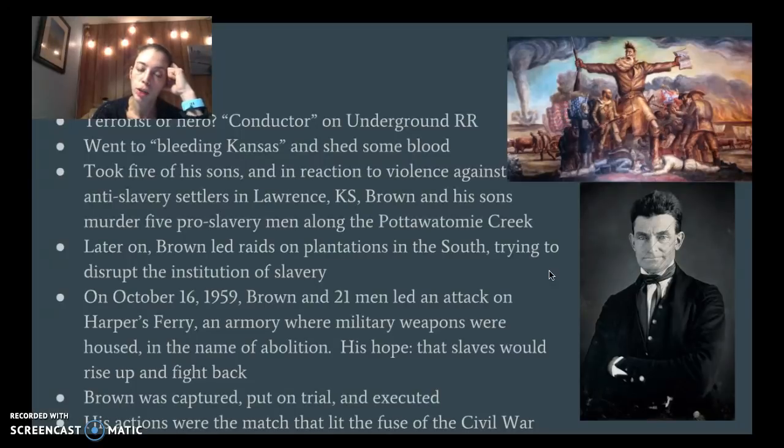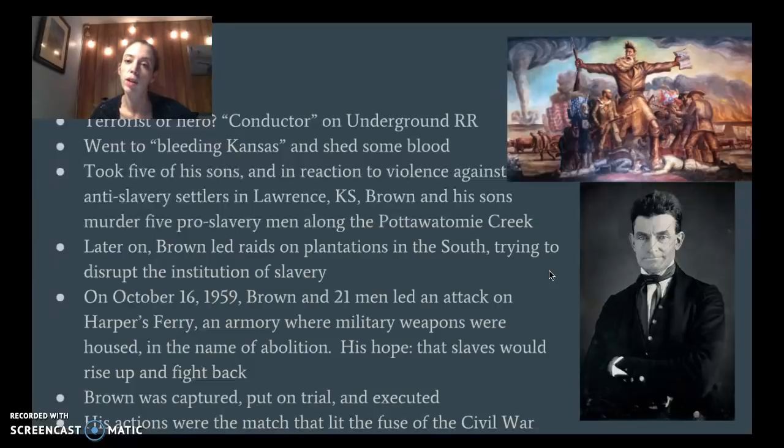Well, according to history, generally speaking, he's regarded as a hero, someone who was fighting for a cause that we know is right, abolition. He was a conductor on the Underground Railroad in the early 1850s in New York, and then he wound up going to Bleeding Kansas, and he wound up killing those 5 men that I mentioned along Pottawatomie Creek, okay? So he killed these pro-slavery settlers in retaliation for something that was going on in Lawrence, Kansas, where anti-slavery settlers were being threatened and attacked.